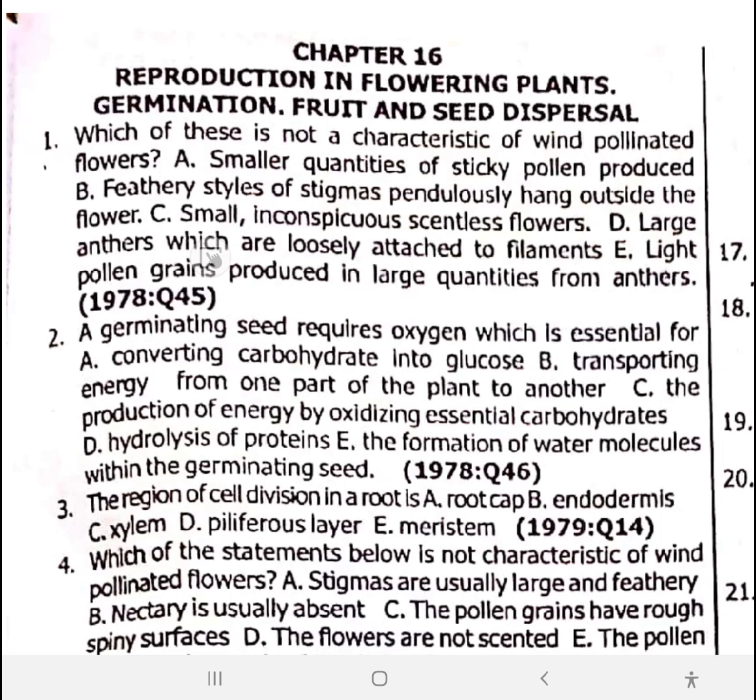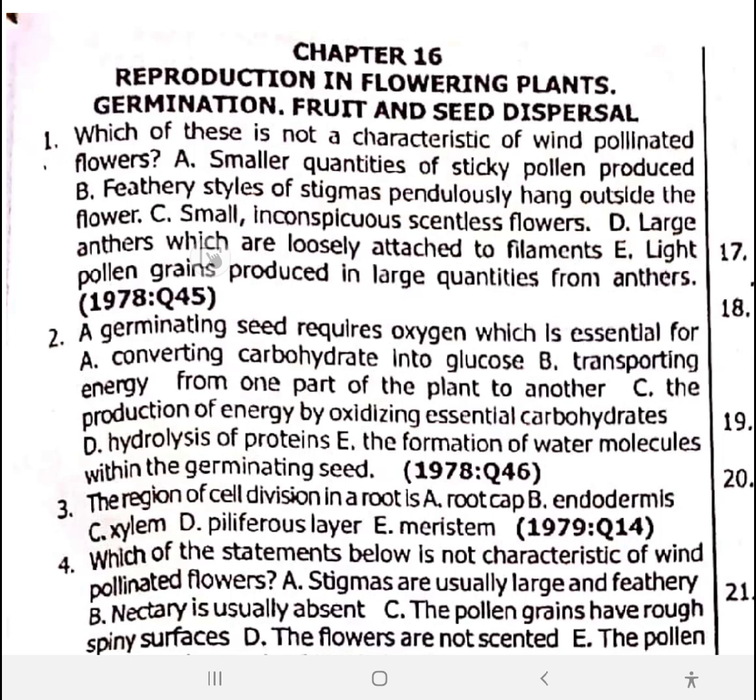Characteristics of insect pollinated flowers. 1, presence of nectary, comma, presence of scent to attract insect or pollinators. Number 2, they are heavy, rough, and sticky, and they possess few pollens or pollen grains. Number 3, they have short styles or stigmas and or comma, long styles.